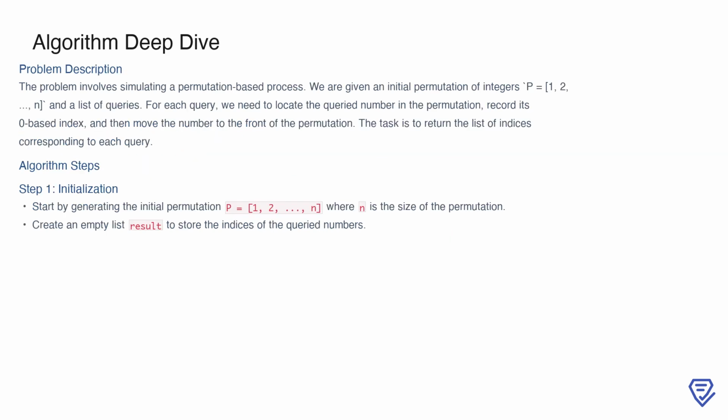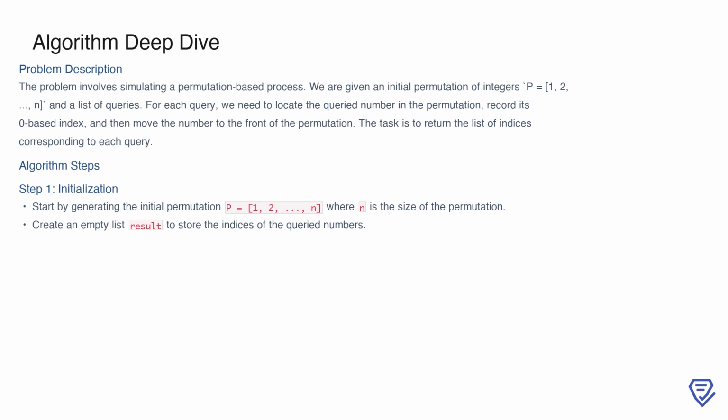In this problem, we are tasked with simulating a process involving a permutation of integers. The initial permutation, denoted as P, consists of integers from 1 to n in ascending order. Alongside this permutation, we are given a list of queries, where each query specifies a number. For every query, the goal is to locate the queried number in the permutation, record its current index in a zero-based format, and then move that number to the front of the permutation. Ultimately, we need to compile and return a list of these recorded indices in the order the queries are processed.